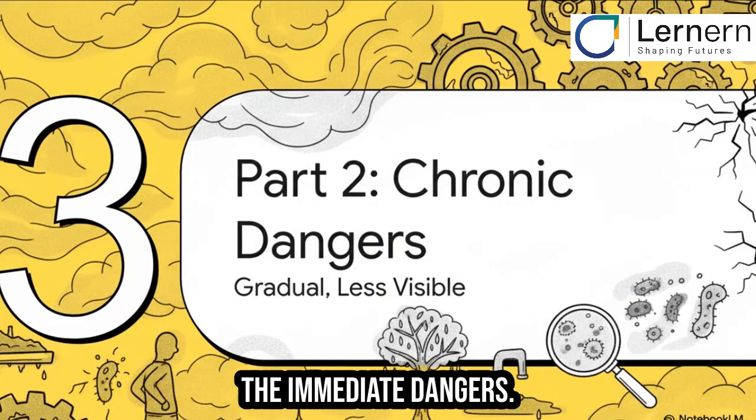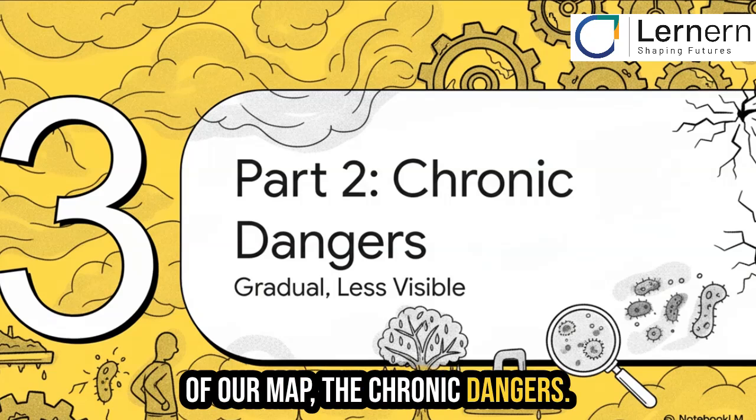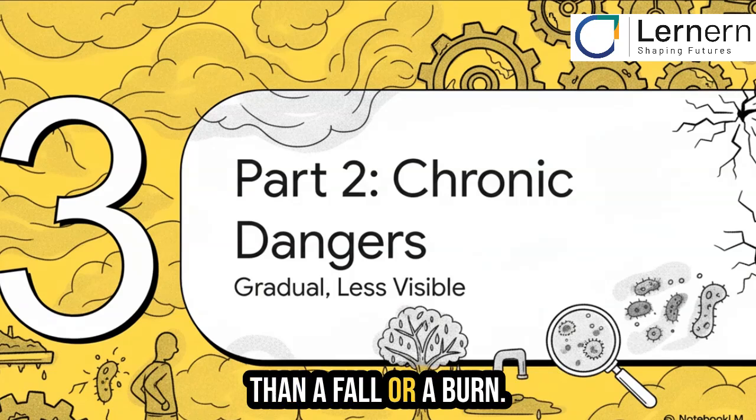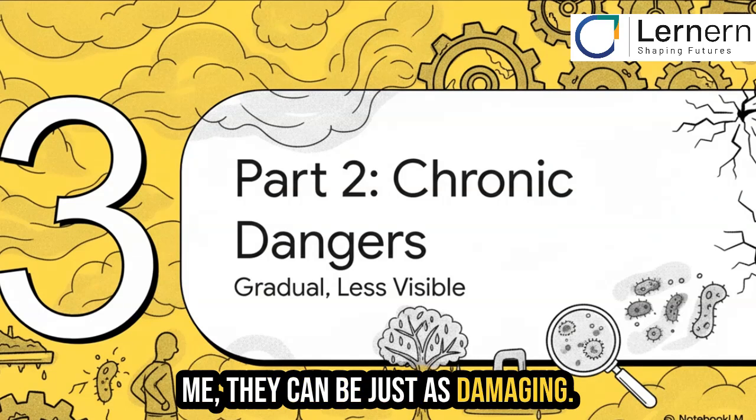Okay, so we've covered the immediate dangers. Now let's flip to the other side of our map, the chronic dangers. These are way less visible than a fall or a burn. Their effects are gradual, they build up over time, but believe me, they can be just as damaging.